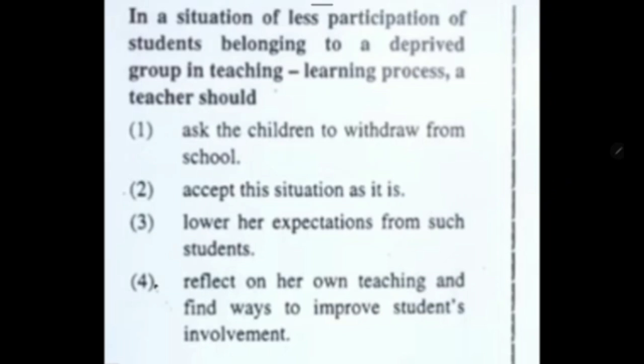In a situation of less participation of students belonging to a deprived group in the teaching learning process, a teacher should reflect on her own teaching and find ways to improve students' involvement. Option 4 is the correct answer.